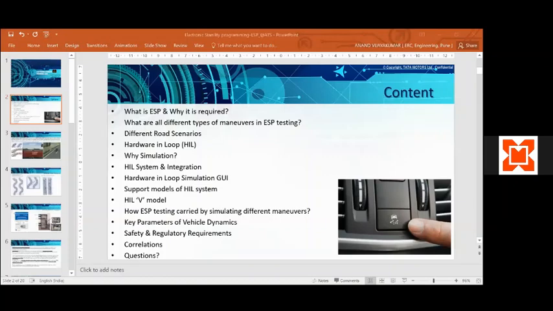So let us understand the necessity of ESP in a road event, and what the system components in an ESP are that support taking over the vehicle control. Oh, the video is not running actually.